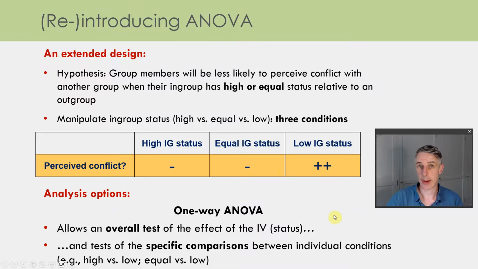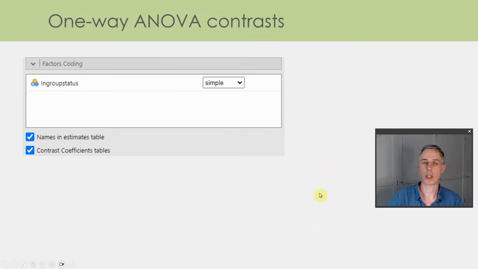So our analysis options here, again, a one-way analysis of variance. Now, when we have more than 2 conditions, that one-way ANOVA provides us with an overall test of the effect of the independent variable, but it also allows us to dig down a little bit further into the results and give us tests of specific comparisons between individual conditions or combinations of conditions. For example, comparisons specifically between the high and the low condition, or the equal and the low condition.